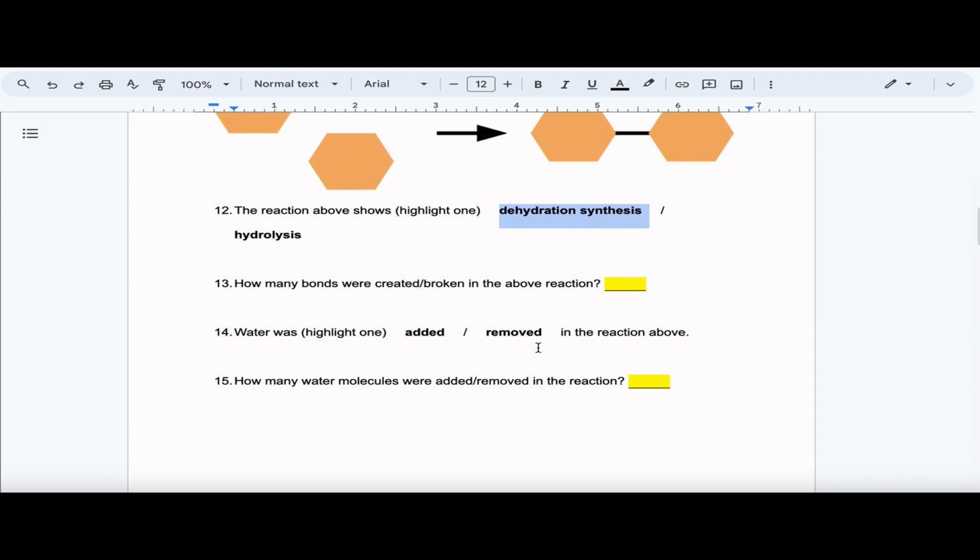How many water molecules were removed in this reaction? We have one bond here, so we needed one water molecule to be removed. If we had 4 bonds, we would need 4 water molecules to be removed.